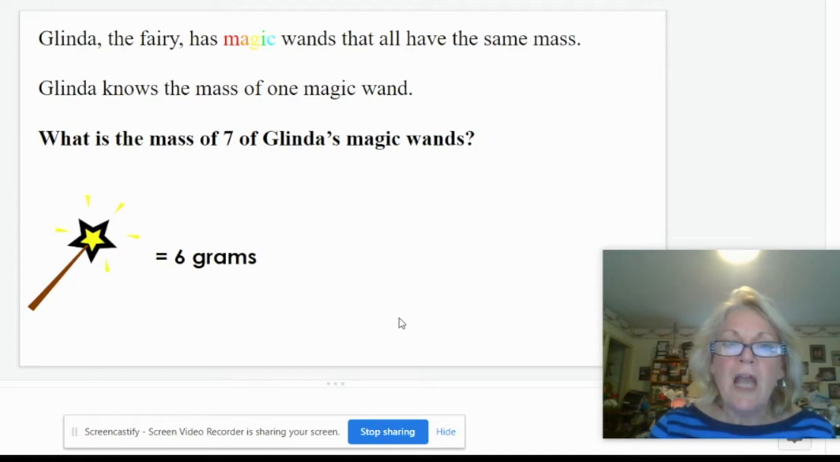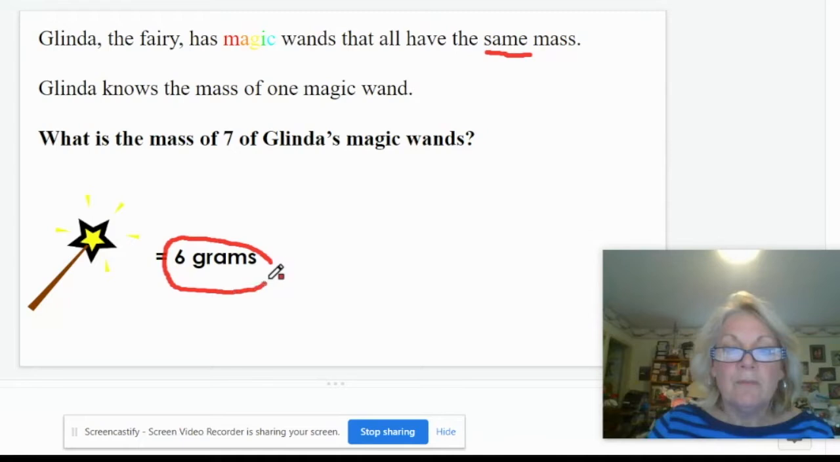So as I'm reading the story, I know it's about Glinda the fairy, but that part's not really that important. But as I finish the sentence, has magic wands that all have the same mass, I know I'm trying to find the mass for 7 of Glinda's magic wands, so I'm going to underline the word same. It reminds me of my video last week when I was measuring polygons that were all the same length. Second, Glinda knows the mass of 1 of her magic wands, and as we said, her 1 magic wand is worth 6 grams. Now my question, what is the mass of 7 of Glinda's magic wands? So I'm looking for the mass of 7.